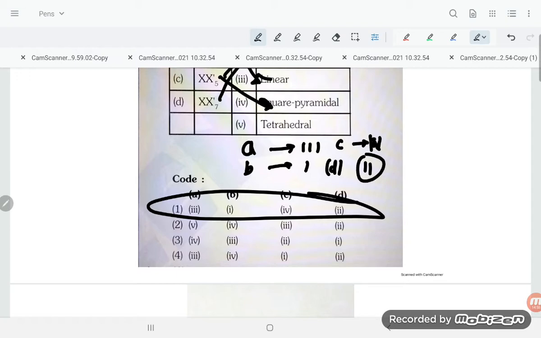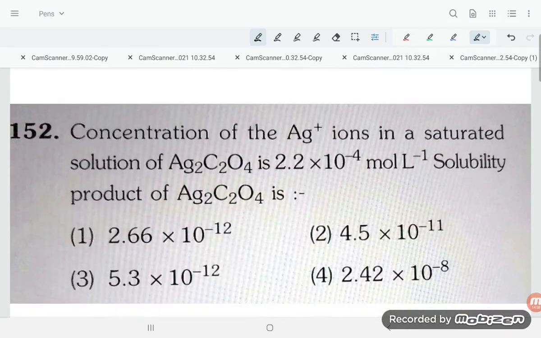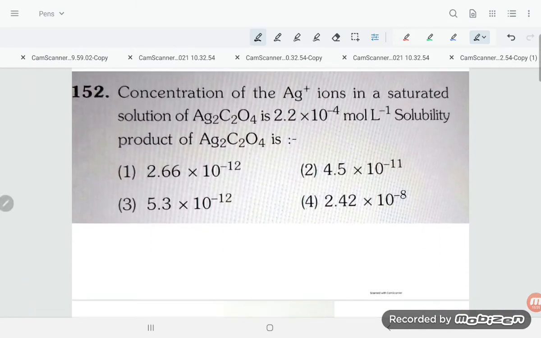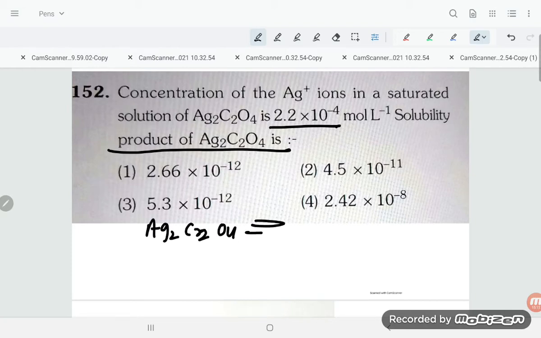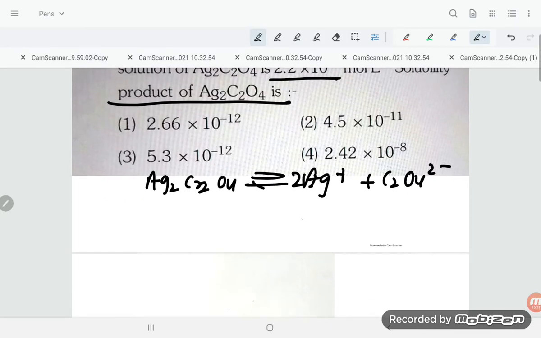Okay, now let us move to question number 152, students. What is the question? The concentration of Ag plus ion in the saturated solution of Ag2C2O4 is this much. They are asking the solubility product. So dear student, Ag2C2O4 dissociates into 2Ag plus and C2O4 2 minus. Here the concentration they have given is 2.2 into 10 to the power minus 4, and the oxalate ion will be half of this, so 1.1 into 10 to the power minus 4, because it is 1 mole and it is 2 mole, right?